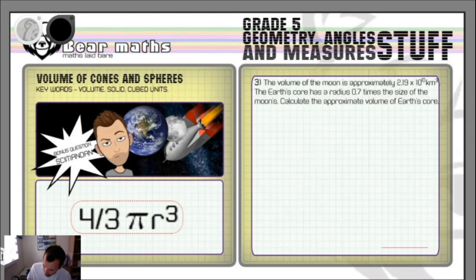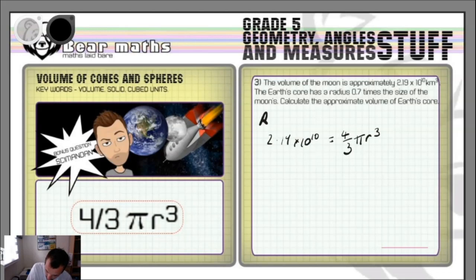Well, the first thing I would do here is use the formula we've got here, the 4/3 pi r cubed formula, which is our volume of a sphere. And I'm going to rearrange it so we can find the radius. So first I'm going to write out 2.19 times 10 to the 10 equals, so that's our volume of the moon in terms of the sphere, 4/3 pi r cubed.